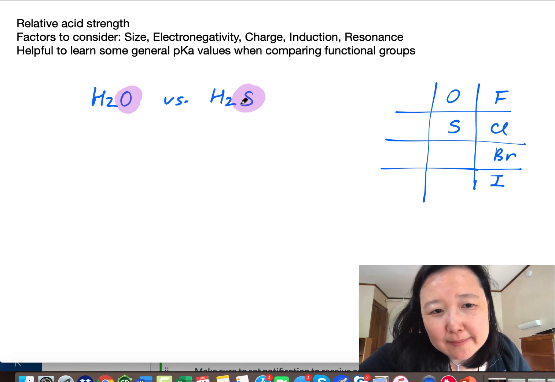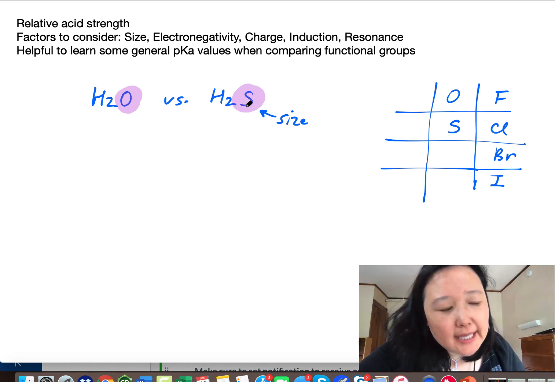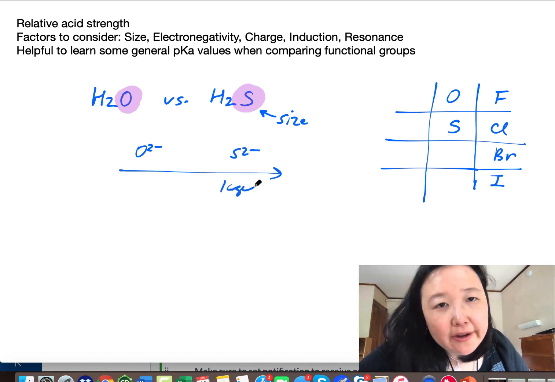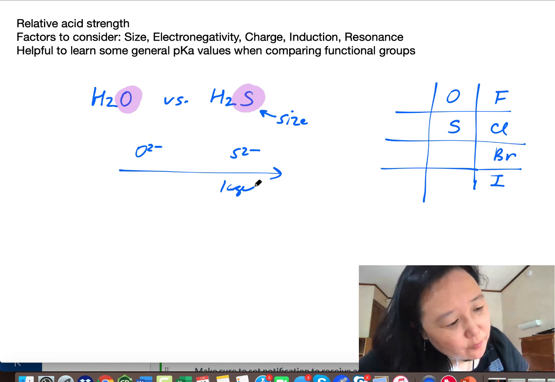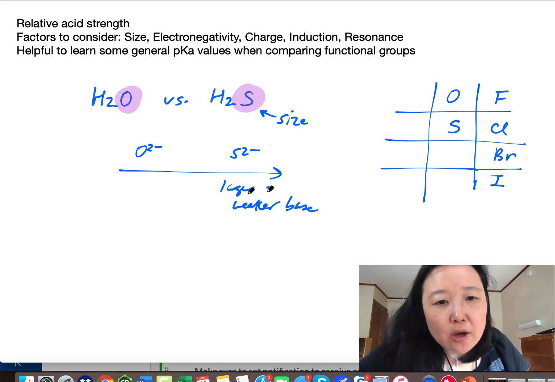When I'm looking at atoms that are in different periods of the periodic table, we're going to say size is the main issue. Based on size, as conjugate bases get larger, they're able to stabilize that negative charge as it spreads out more. So when you get a larger conjugate base, the charge is more stabilized, and you're going to have a weaker base. So O2- is a stronger base than S2-.